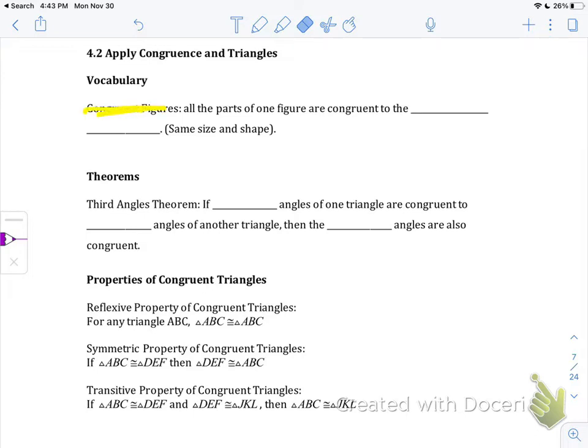Okay, so this is a vocab word. Congruent figures mean that all the parts of one figure are congruent to the corresponding parts of the other figure.